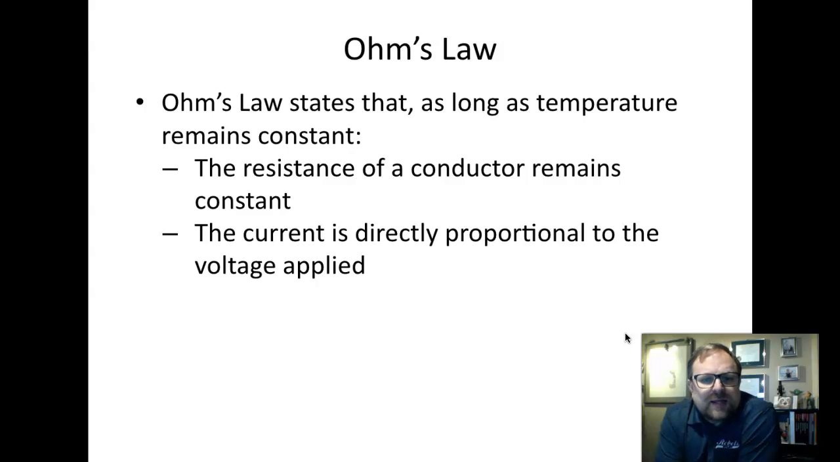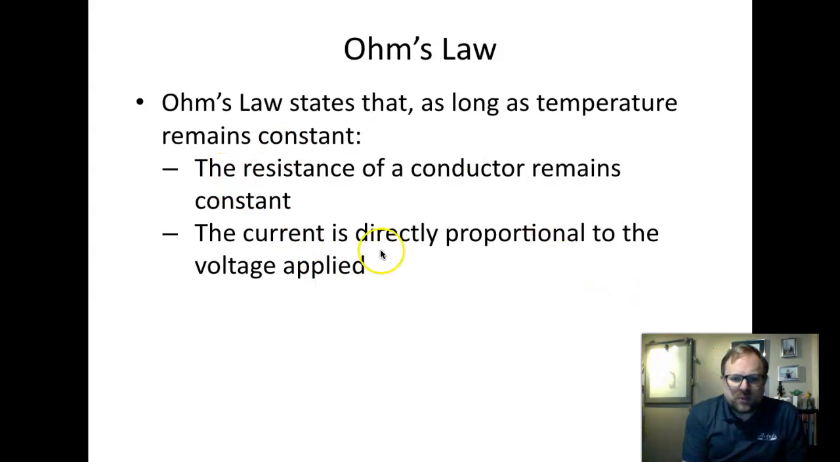Ohm's law states that as long as temperature remains constant, the resistance of a conductor remains constant, and the current is directly proportional to the voltage applied. Now, the important term in here is that directly proportional bit. What directly proportional means is that as current increases, voltage increases, or vice versa. As voltage increases, current increases. If voltage drops, current drops. Okay, so they move together with each other.